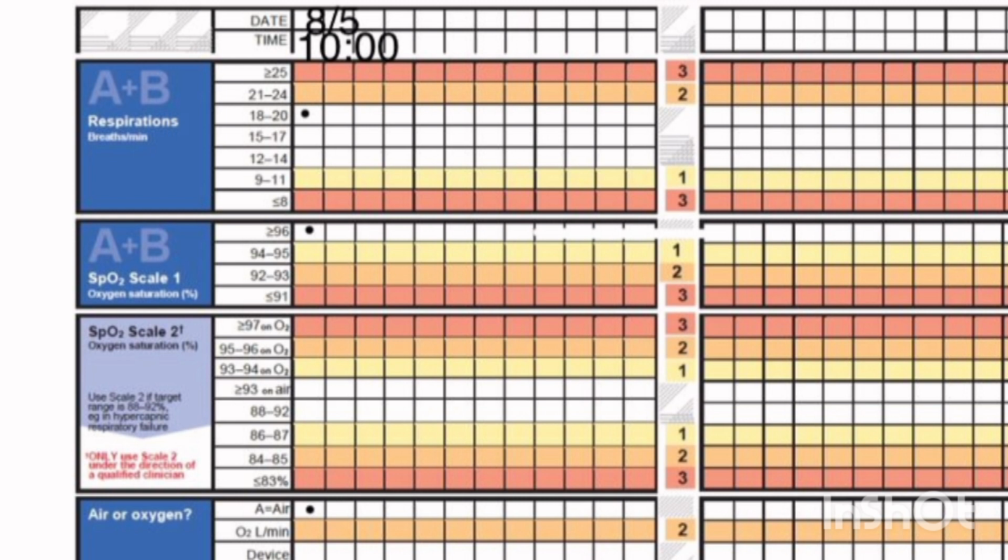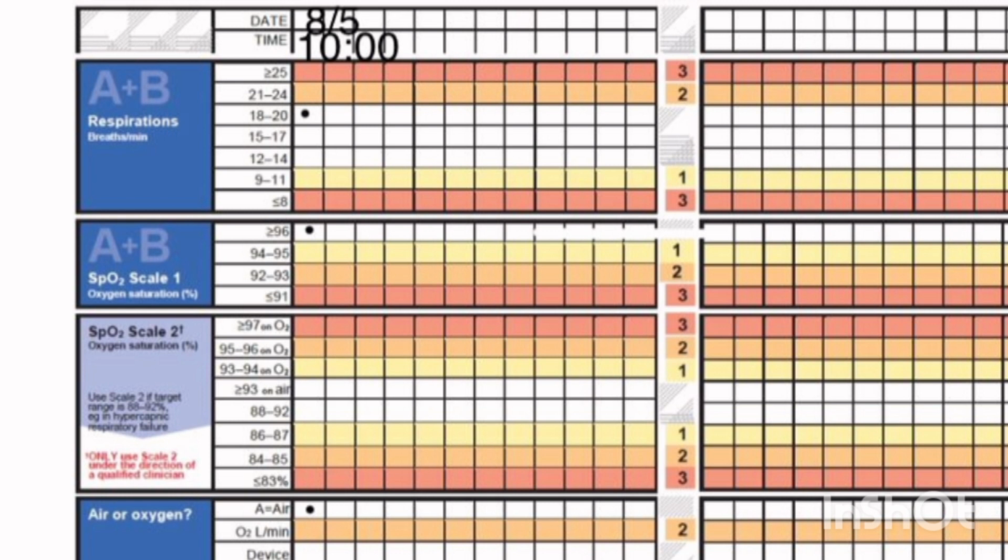Now go to saturation. The patient's saturation is 96. And for 96, the patient is not scoring anything. But if the saturation was to be 94 to 95, the patient would have been scoring 1. But because this patient's saturation is 96, it means that the patient is not scoring anything for saturation. Again, we have 0 for saturation.